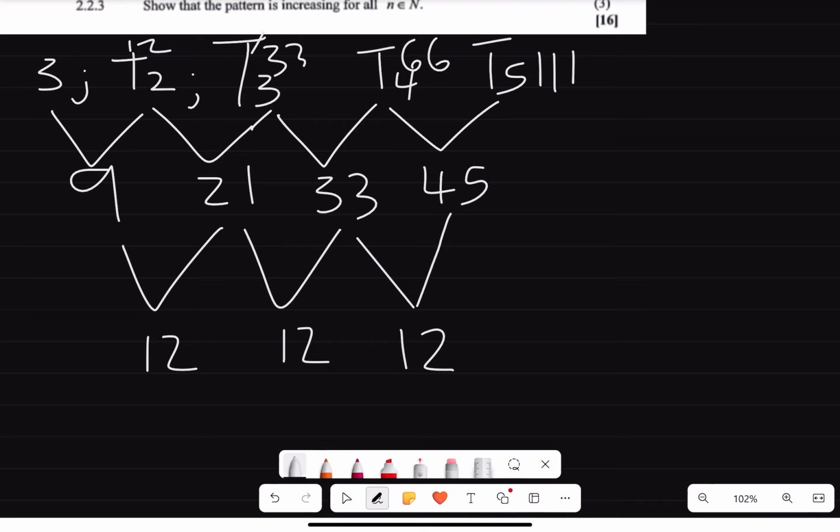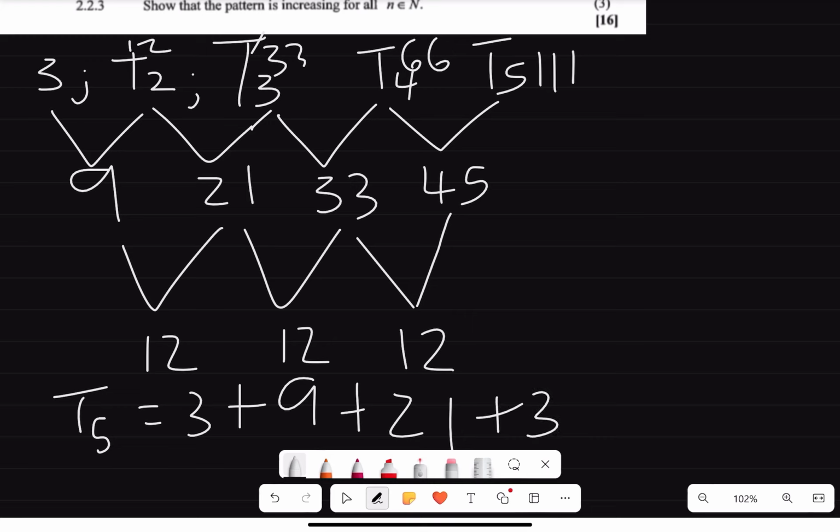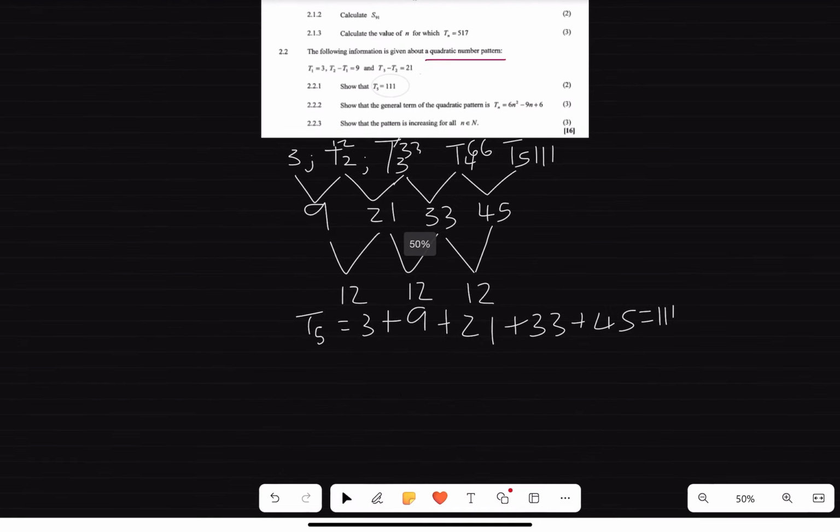But the other way you can do this is this. Remember, we added this to get that, we added this to get that, we added this to get that. So basically, in simple terms, you can say term 5 equals 3, you just put everything that we added: plus 9, plus 21, plus 33, plus 45. That will give you 111. So term 5 is 111.